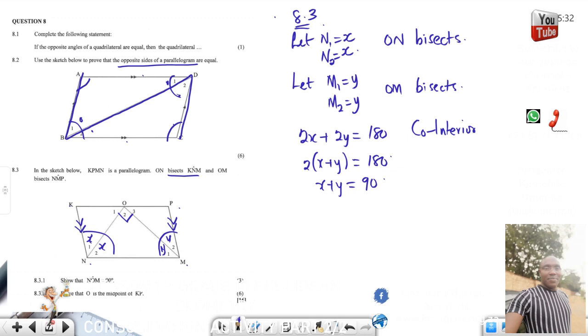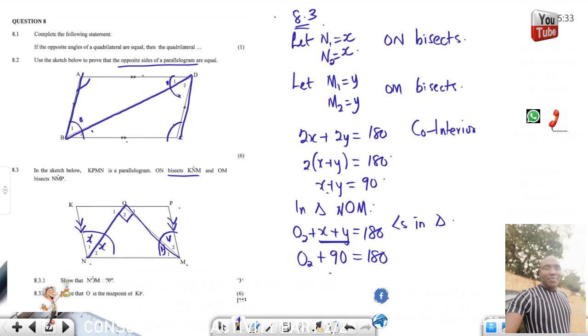Now, if you consider this triangle NOM, can we say O2 plus X plus Y equals what? Sorry, not 90, 180, the sum of angles in a triangle. Now what is X plus Y? X plus Y already is 90. So what do we have? O2 equals 90 degrees. And that's what we wanted to prove, angle NOM.